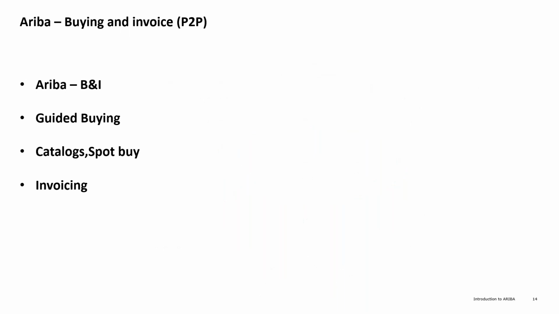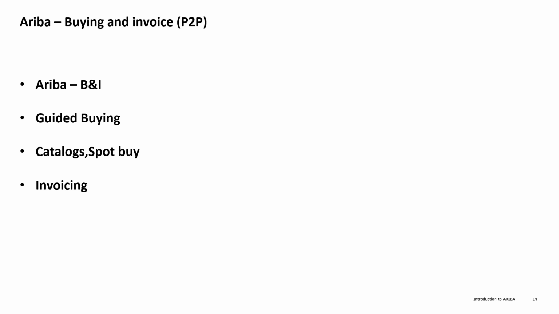So we will see what purchase requisitions and purchase orders are, the cycle of PR creation and purchase order generation. Some important topics: what are the different catalogs we have, what do we mean by catalog subscriptions, and how to configure spot buy. Guided buying portal: we don't have a guided buying portal, but we are going to have one video-based session.